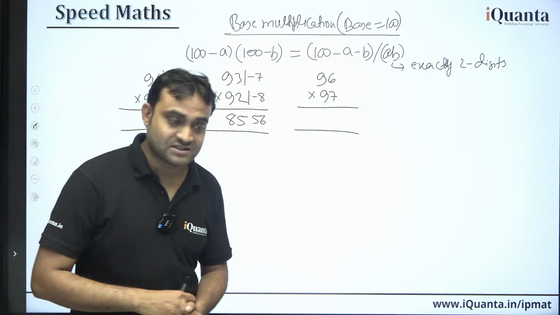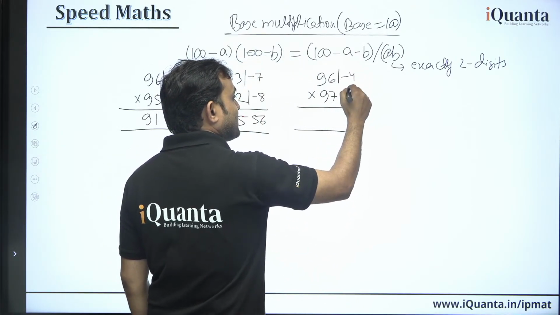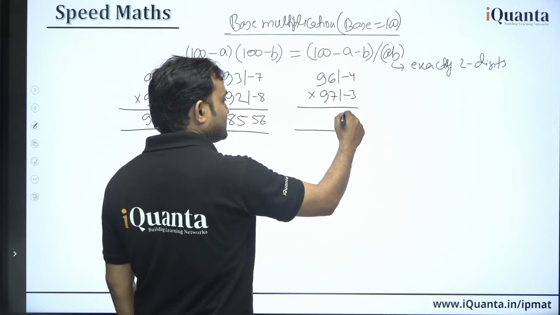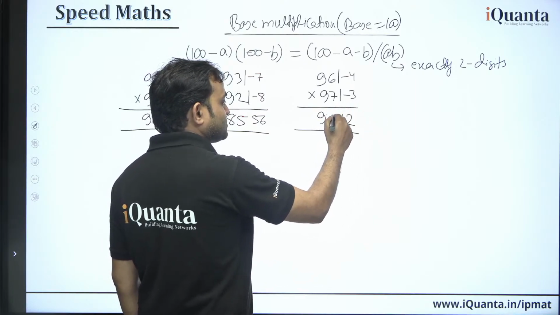9312. Yes, that is absolutely correct. This number 96 is minus 4 from 100, 97 is minus 3 from 100. 4 into 3 is 12. 4 plus 3 is 7. So 100 minus 7 is 93.